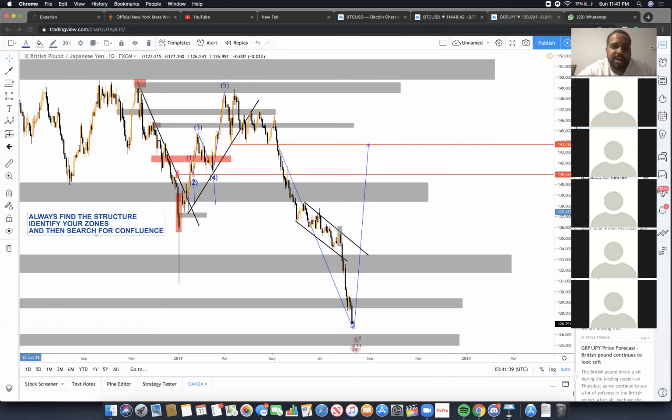But as long as you're with me, you understand what I'm saying here as well. Always finding the structure, always identifying your zones, and then searching for confluence. What are we searching for? Confluence. What else is confirming all of this?